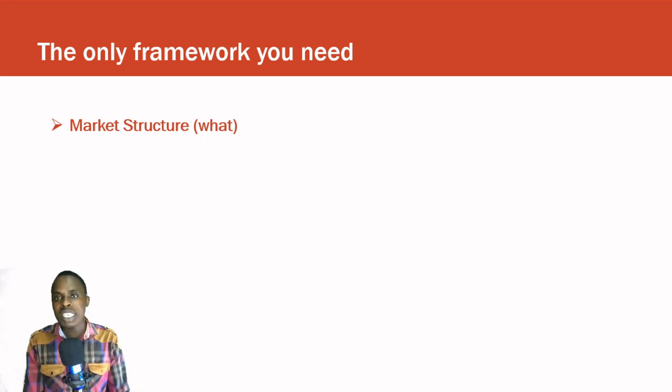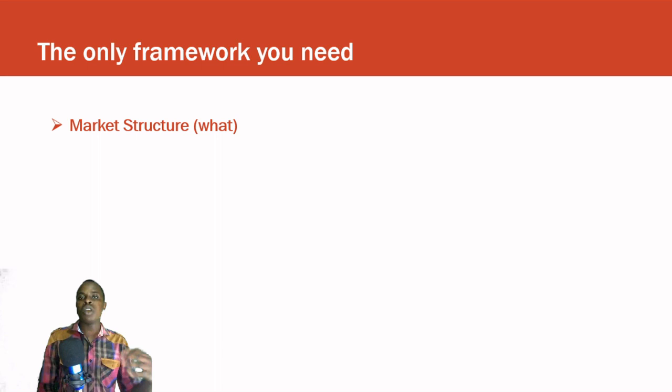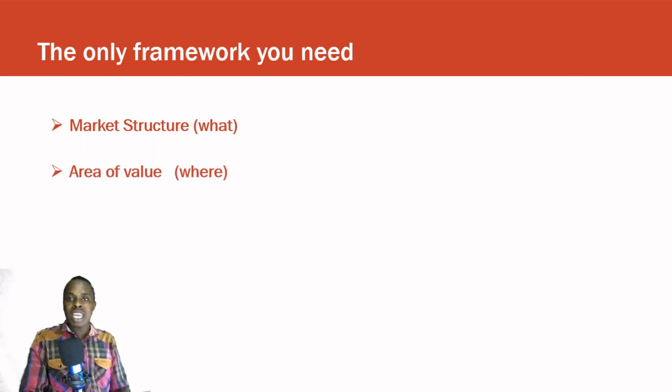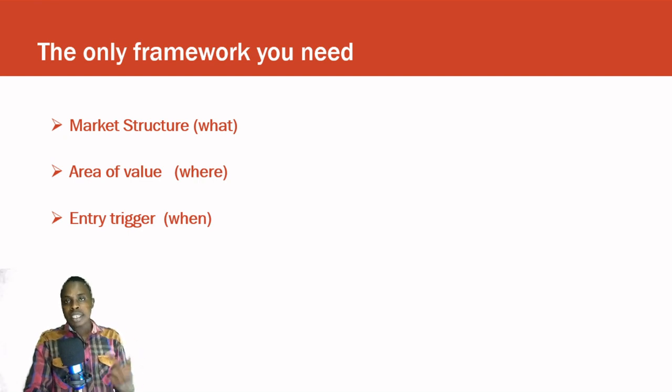I will never buy in a downtrend and I will never sell in an uptrend. So that's what you want to do, and that is why you need market structure. Number 2 is area of value. Area of value is what tells you where to buy, where exactly should you place the trade, right? Number 3 is entry trigger. You need to know exactly what makes you enter the trade. You need to know exactly what triggers you to click that buy button or that sell button.